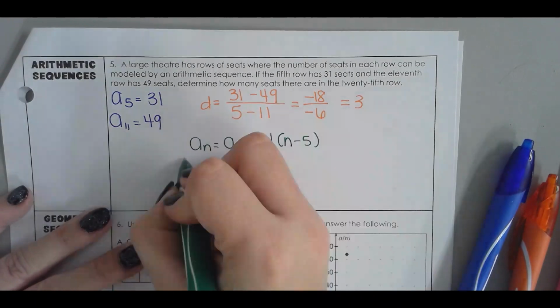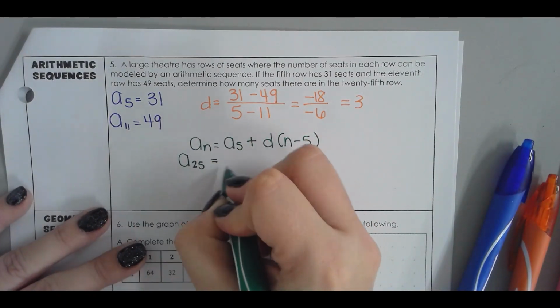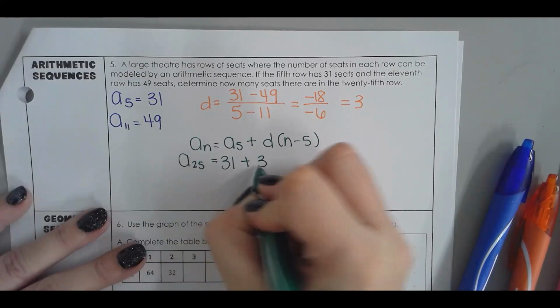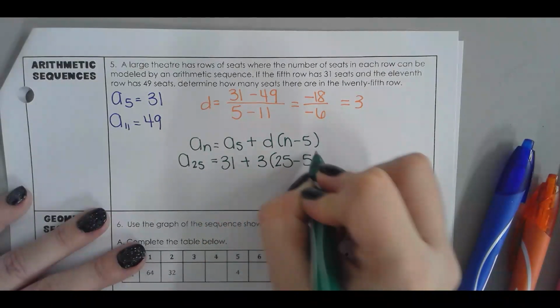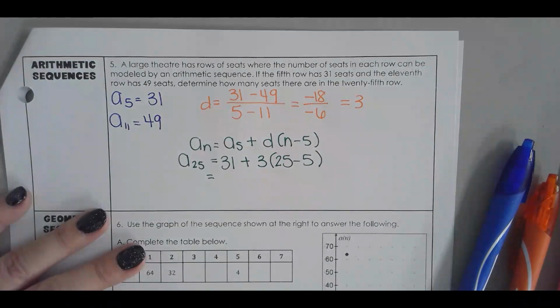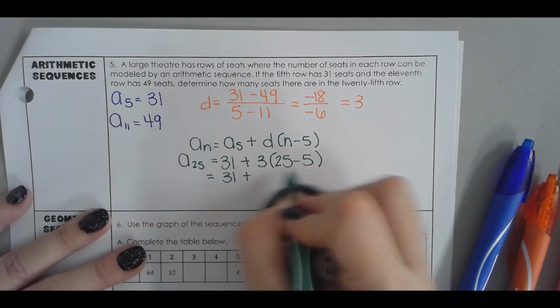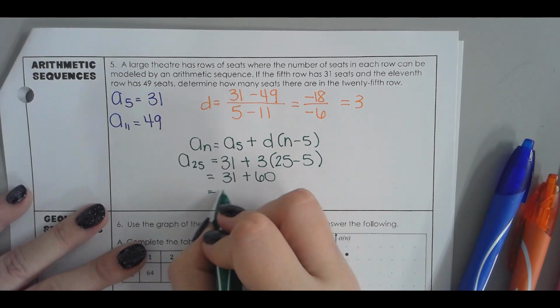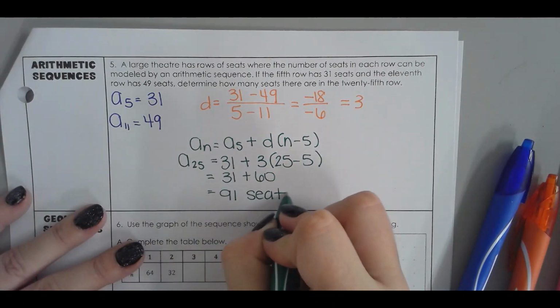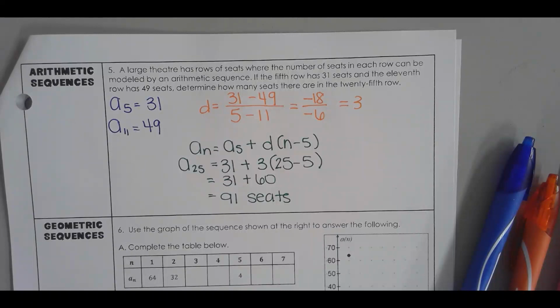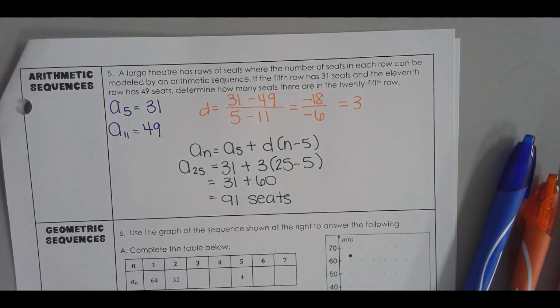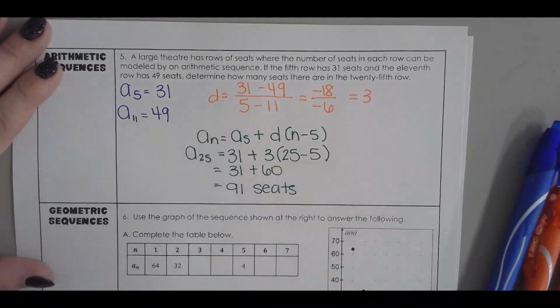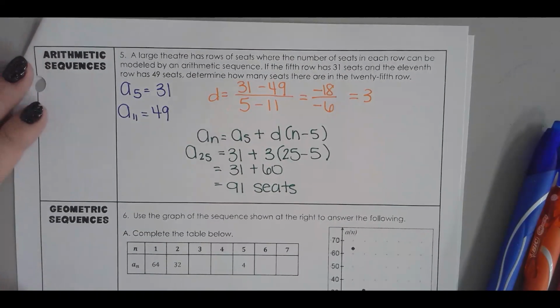And so I'm finding A25. So 31 plus 3 times 25 minus 5. Let's see, this would be 20 times 3 is 60. 31 and 60 is 91 seats. Any questions? Right.